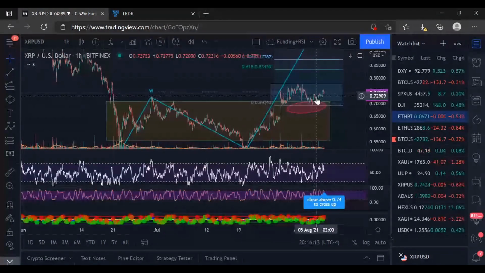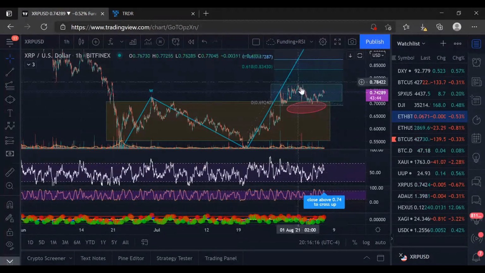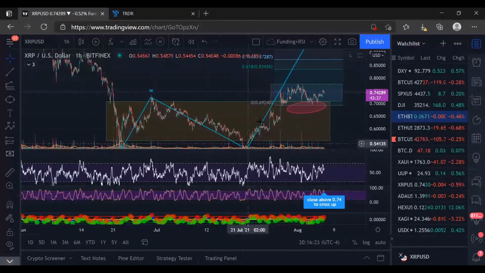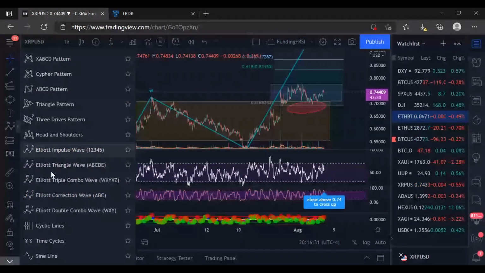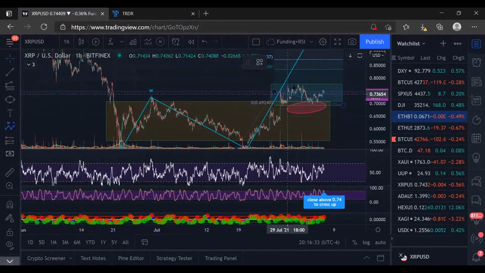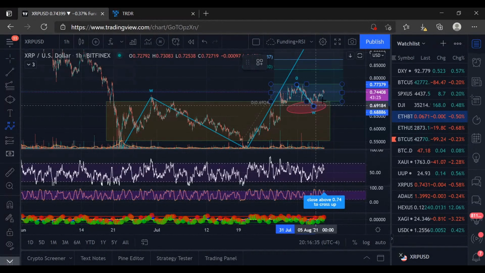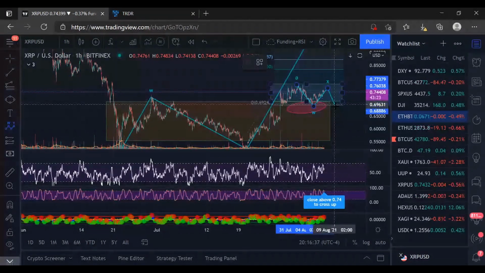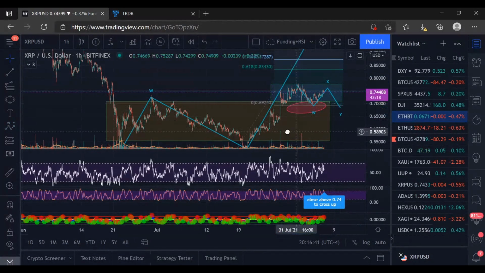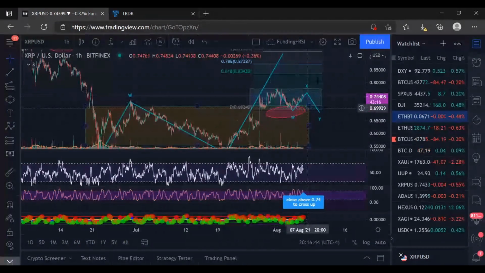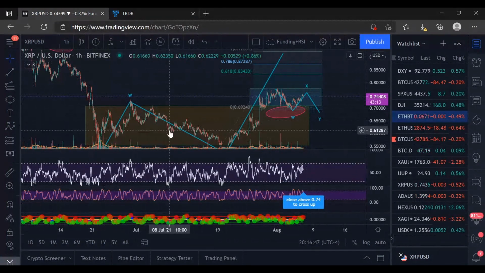Let's see, we just do a WXY here. 2, 3, 4, 5. That works. That kind of works in Elliott wave, ending diagonal. ABC, ABC, ABC, WXY there. Takes out the stop losses, and then goes up for its ABC. Looks good.